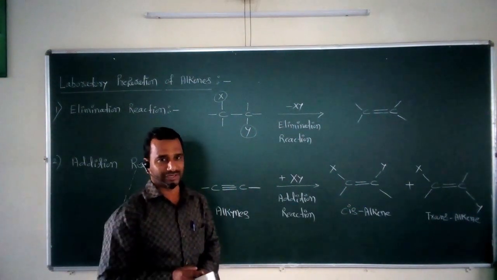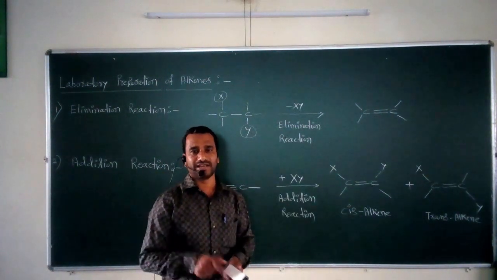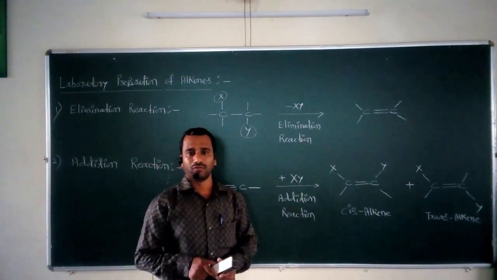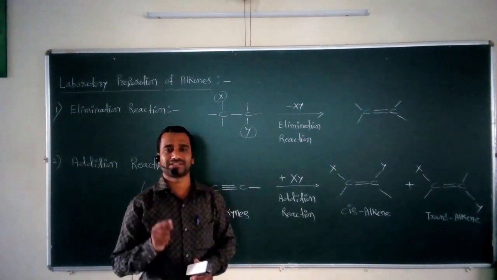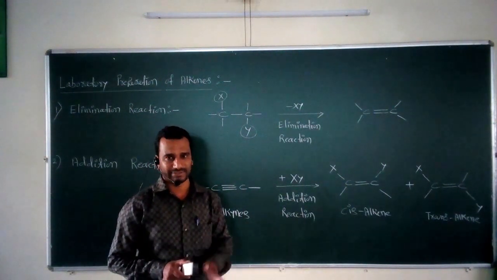So triple bond can be converted into double bond, and we know that this is nothing but the alkene formation with the addition of XY across the carbon-carbon triple bond. Now, while the addition of XY across this carbon-carbon triple bond takes place, two types of product formation are possible here.